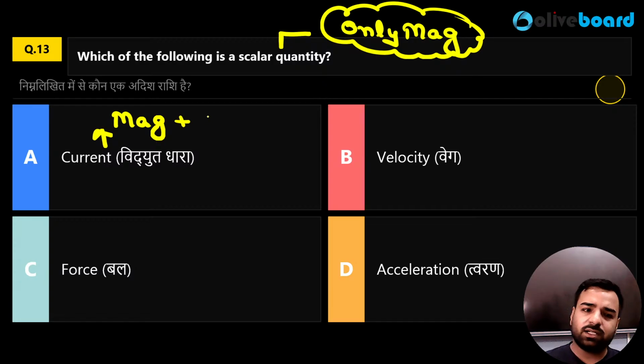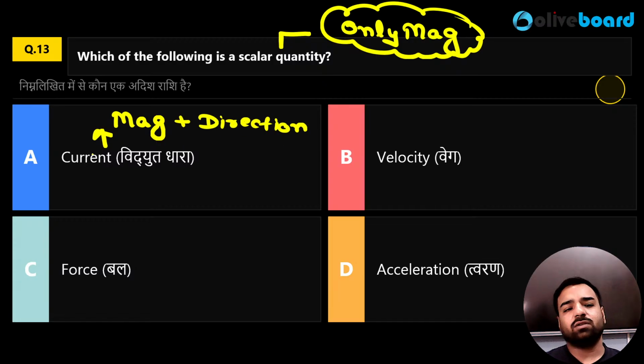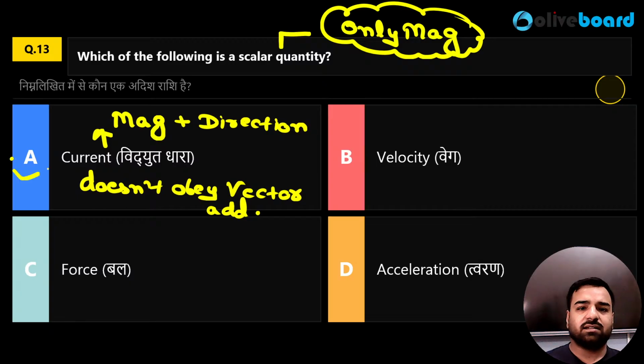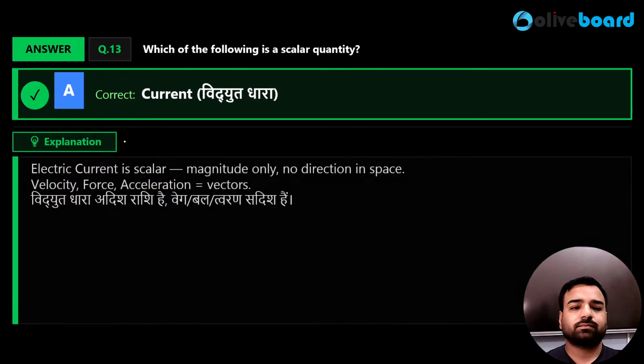But sir, one more thing is there. One second. It has magnitude and direction both, but it doesn't obey vector addition. And since it doesn't obey vector addition, that's why it is scalar. Understood? So current is scalar because it doesn't obey vector addition. But force is a vector quantity. It's not a scalar. Krishma and Kirti, force is actually a vector quantity.